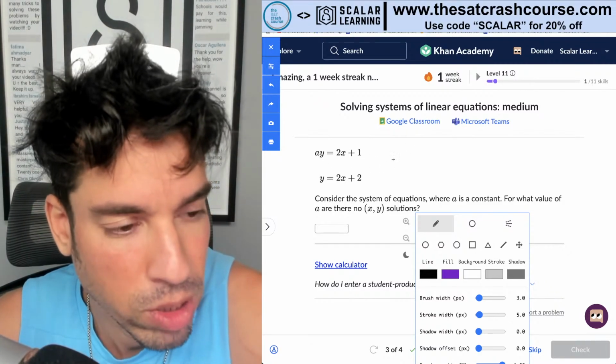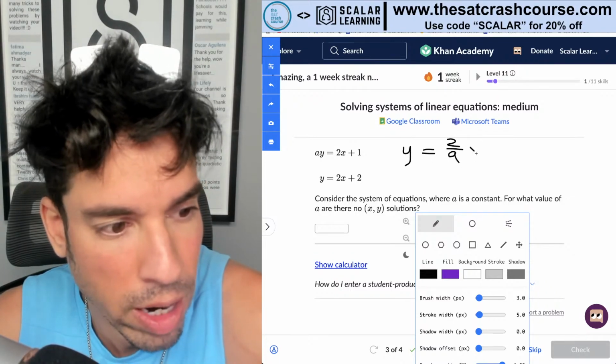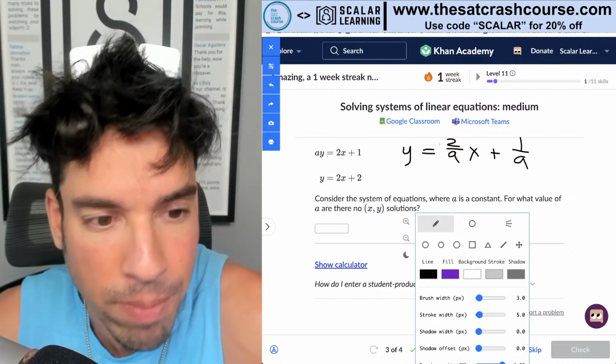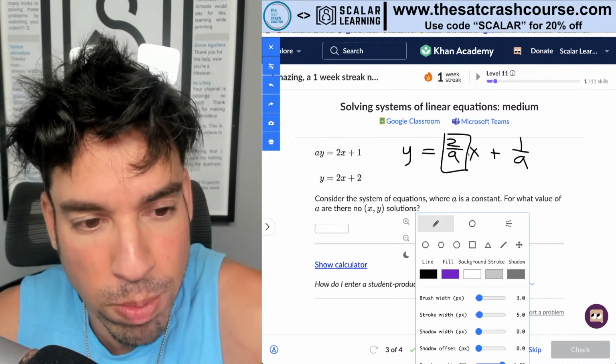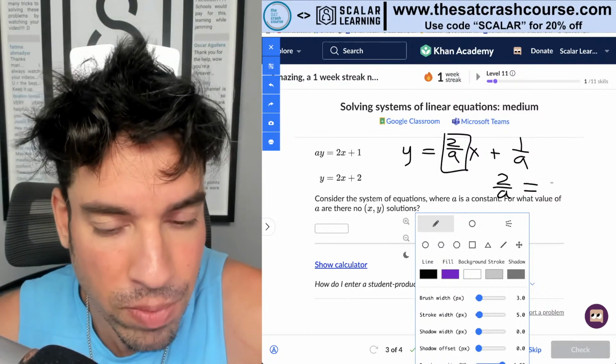So check this out. I need to divide both sides by a in this one to get it into slope-intercept. So we got y equals 2 over a x plus 1 over a. Now the slope is whatever's multiplying the x, which is 2 over a. The slope in my bottom one is 2.